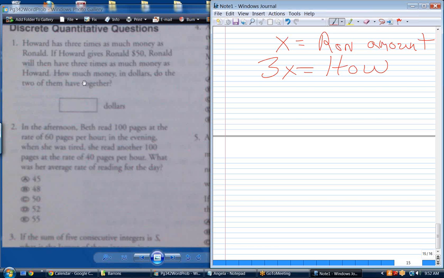I'm sorry, it's easier to leave this with one variable only rather than introducing a second variable. We don't need to, because by saying that X is Ron and Howard is 3X, we've incorporated that equation. They tell us that Howard has 3 times as much as Ronald. Okay? So starting with the second sentence, give me an equation that fits that sentence.